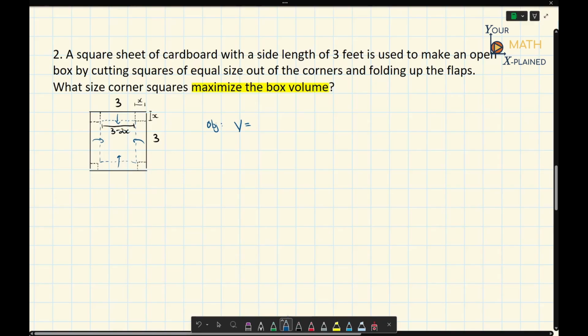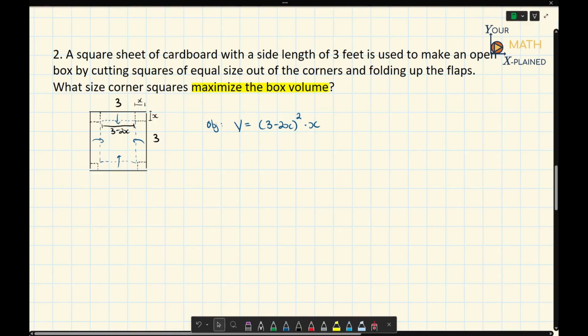So that means the volume of the box is going to be the base times the height, and the base of the box is going to be 3 minus 2x by 3 minus 2x. So 3 minus 2x squared. And then the height of the box is just going to be x. So we have that times x.